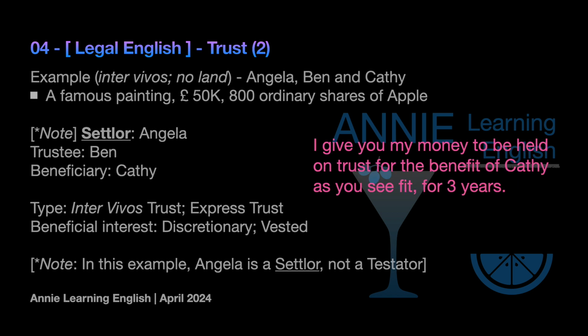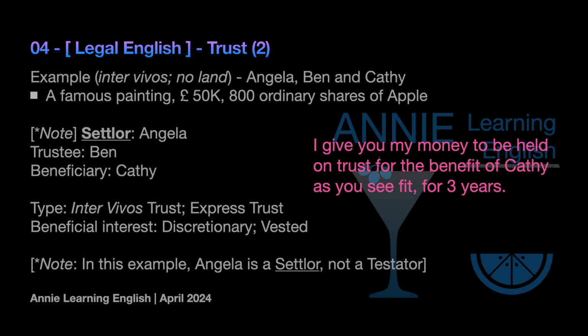Thirdly, this is how Angela created a trust. Angela said, "Hey Ben, I'm giving you my money to be held on trust for the benefit of Cathy as you see fit for 3 years." After Angela said that to Ben, Angela has created an inter vivos trust. That means the trust takes effect when Angela leaves England, right after Angela said that to Ben. So Angela is still alive. If a trust takes effect during the lifetime of a settlor, that is an inter vivos transfer, and the person, in this case Angela, is called a settlor.